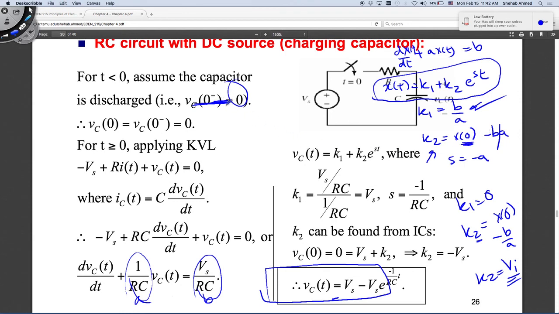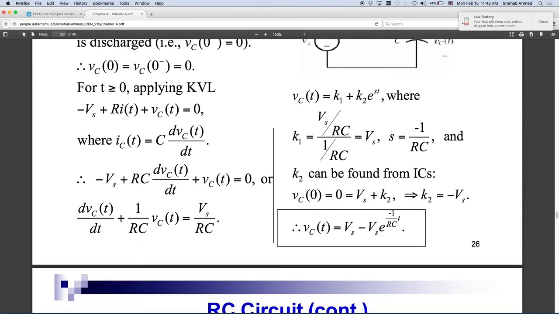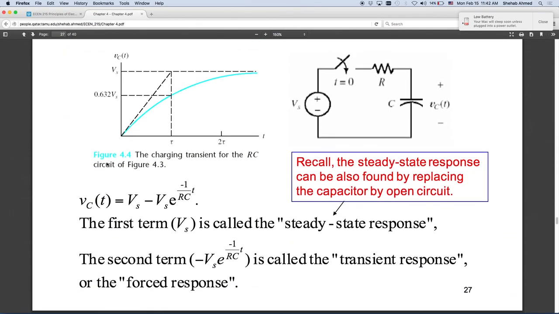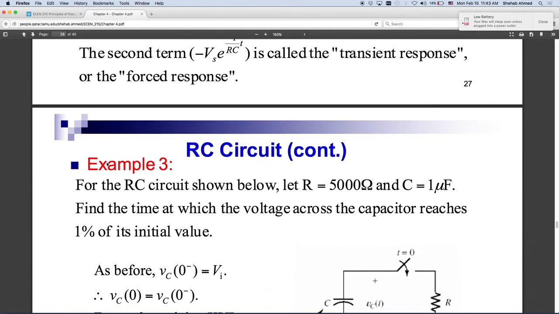Then they gave you the initial condition. Assume that initially the capacitor is discharged, so the capacitor voltage is equal to 0. They gave you that, right? So K2 is equal to 0 minus B over A, so it's minus B over A. And the solution is the same, so you ended up with this solution, and then they draw the waveform.